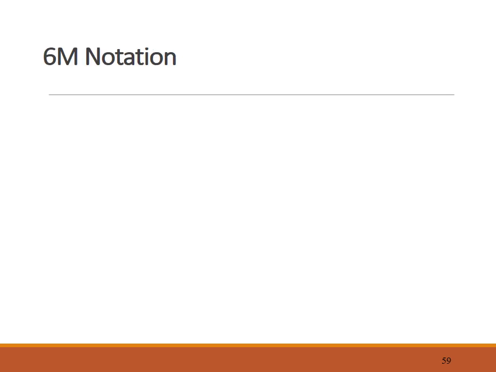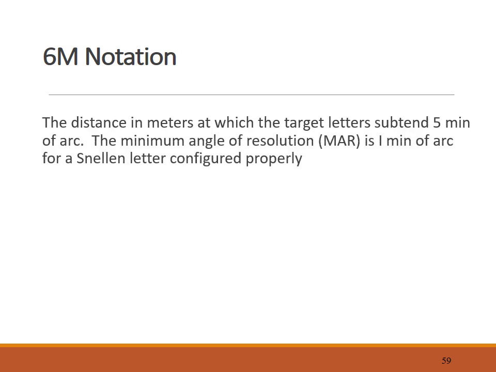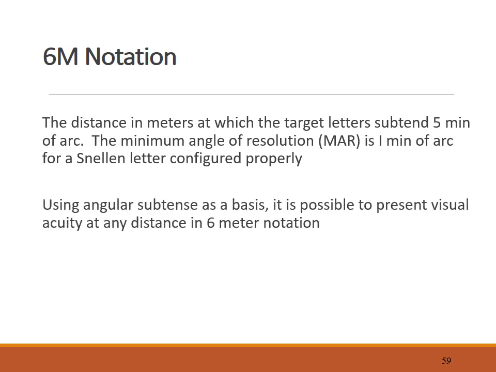We have a few notations in measuring near visual acuity. One of them is 6-meter notation, which is the distance in meters at which the target letter subtends 5 minutes of arc. The minimum angle of resolution is 1 minute of arc for a properly configured Snellen letter. Using this angle subtended as a basis, it is possible to present visual acuity at any distance in 6-meter notation. For example, 6/6 is equal to 1/1 m, equivalent to 0.4 m.